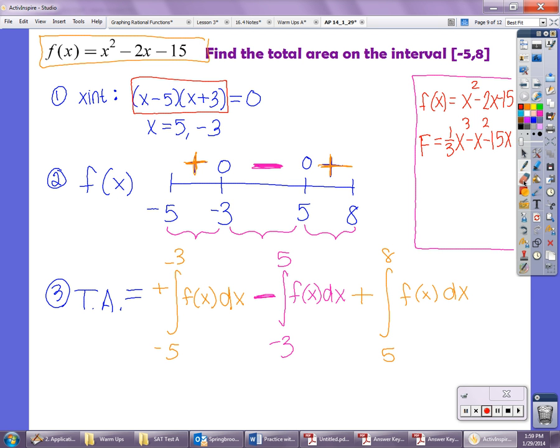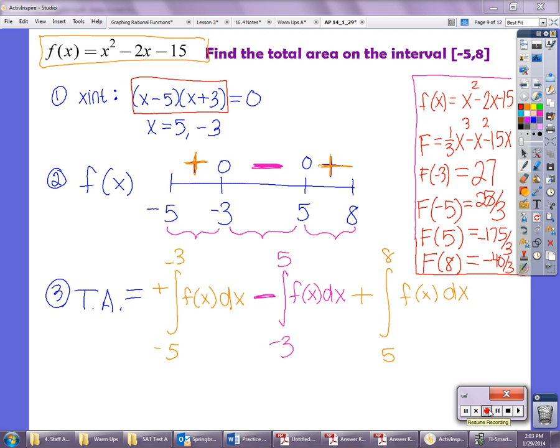And what makes the total area problems a little bit of a pain is the fact that you're going to need to evaluate this function for -3. You're going to need it for -5. You're going to need it for 5. And you're going to need it for 8. Okay? So I'm just going to write those values down for you real quickly, and then I'll show you how to evaluate the integral itself.